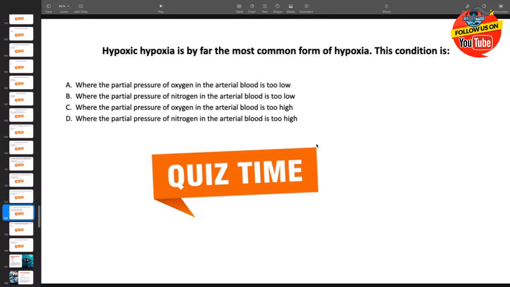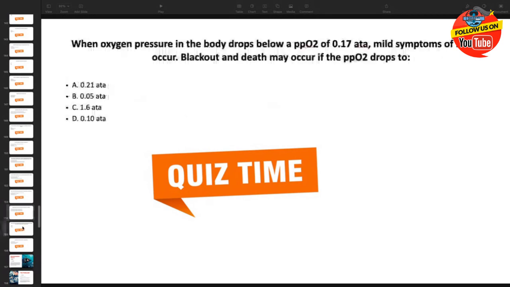This is one of my favorite ones to say. Adam, hypoxic hypoxia is by far the most common form of hypoxia. This condition is when, and remember, hypoxic, so lack of oxygen, the lack of oxygen. So it's A then. Yeah, when the partial pressure of oxygen in the arterial gas is too low.